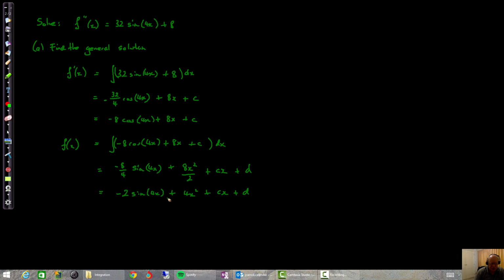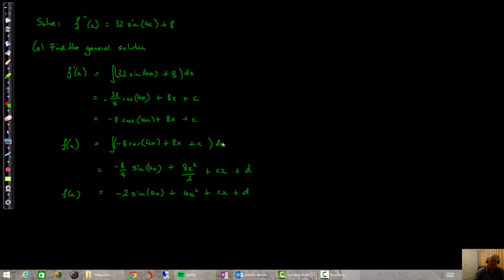Okay, and once again, if you check that by deriving this, now the derivative of sine is cosine, so it'll be negative 2 cosine 4x times 4. Okay, and that would be 4 times the negative 2 will be negative 8 cosine 4x, which is what we've got here. So here we've got, I think, our general solution.